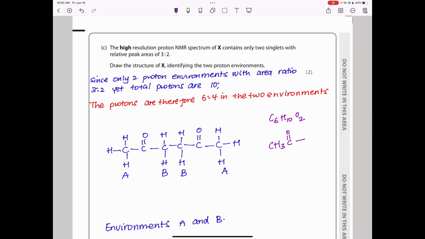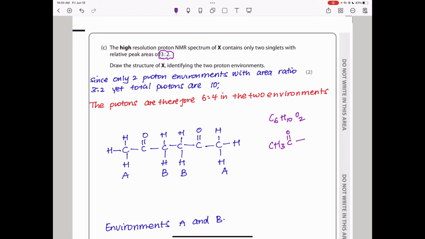So they ask us how many environments there were. Okay, it has only 2 singlets. And they say there are only 2 singlets with relative peak area 3 and 2. So basically, this is relative peak area 3, 2. It means that is a ratio of one environment to the other.